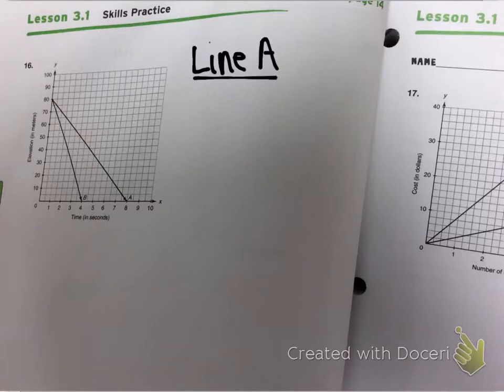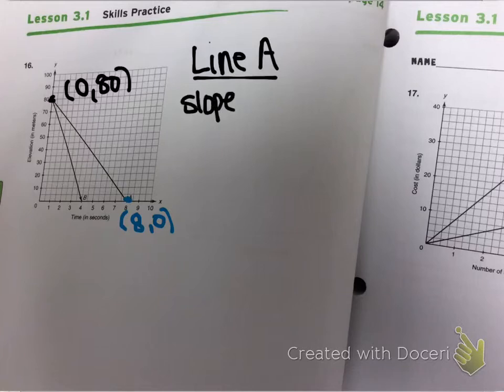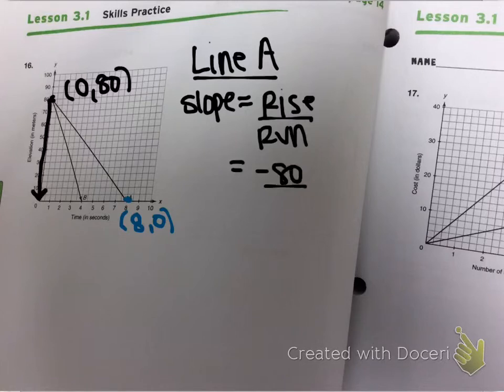Okay, we're going to start by finding the slope of line A. I pick a point, and you can pick any that you want, but I'm going to pick 0, 80. Then pick another point, 8, 0. Then I write slope equals rise over run.